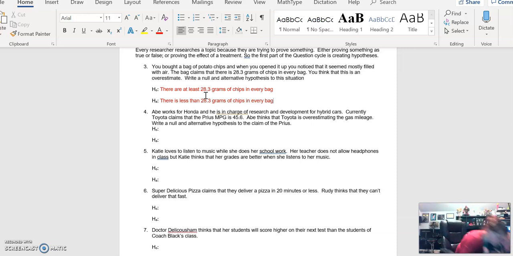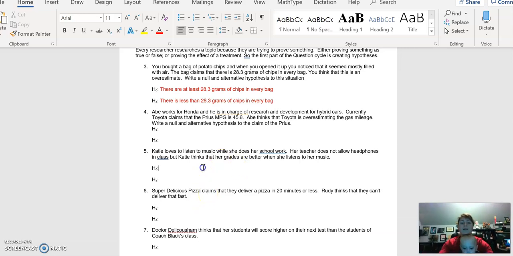Uh-oh. What'd you lose? Here you go. Okay. And look at, Katie loves to listen to music while she does her schoolwork. Her teacher does not allow headphones in class, but Katie thinks her grades are better when she listens to music. Okay, maybe the drumstick's too loud. Try this one instead. Miles, try the marker. Okay. So now here, you have to think about what the current belief is, and in this case, it would be from the point of view of the teacher or what the rules in place are.